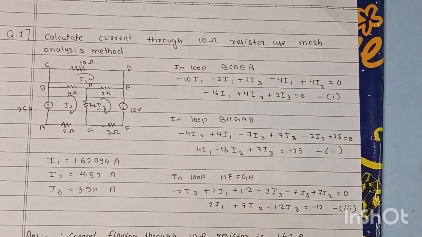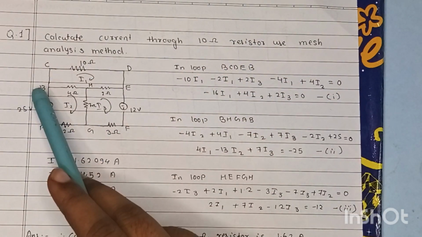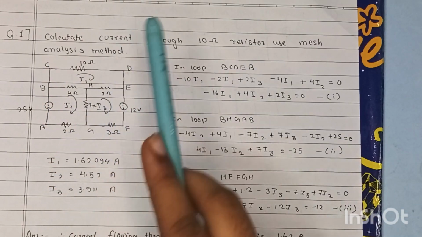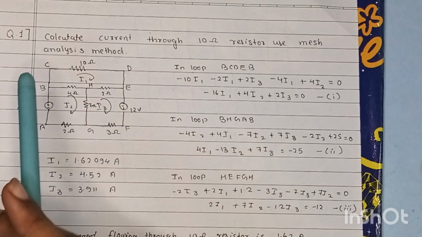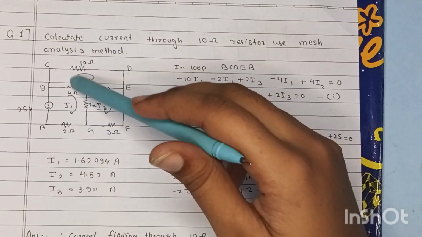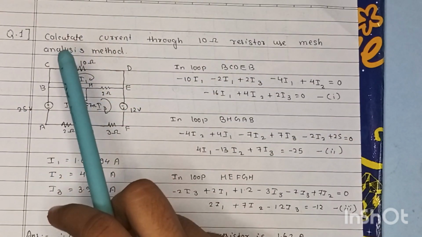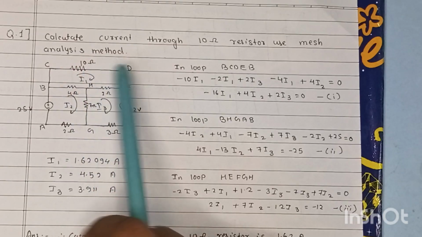So now in the loop, consider one loop, like suppose B C D E B. So in loop B C D E B, we are considering the current in the clockwise direction. Okay, so this is the direction of clockwise. So the sign of the current should be minus.